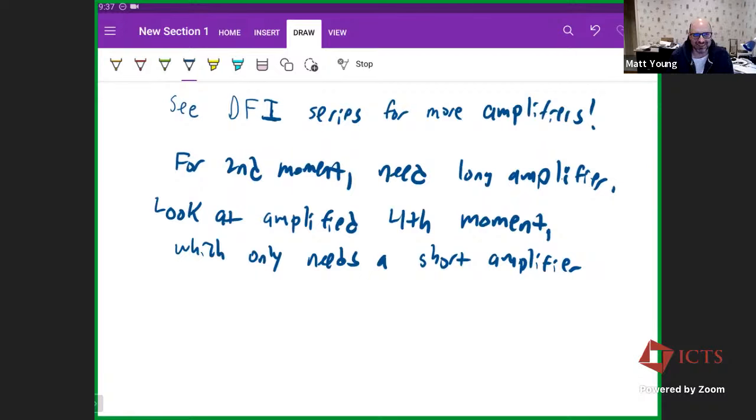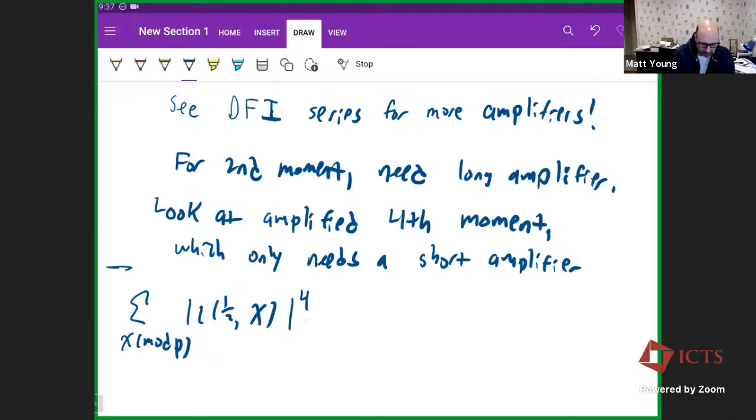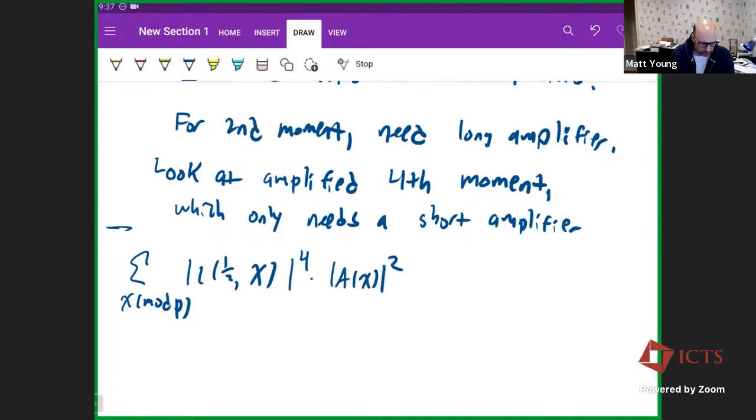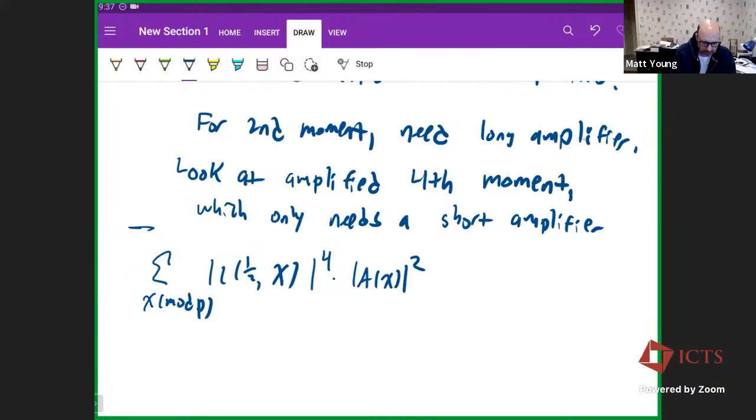Philippe said he talked about that a little bit, so that fits well with what I'm saying here. So let's look at the fourth moment. Look at the fourth power, and then I want to multiply by this amplifier. What we should expect here, or hope to prove, is that this is bounded by P times L from the diagonal.